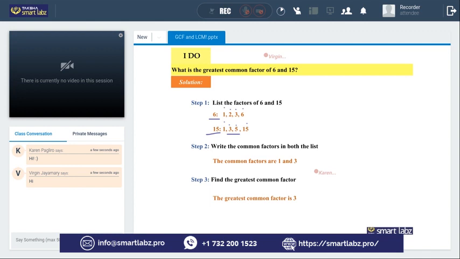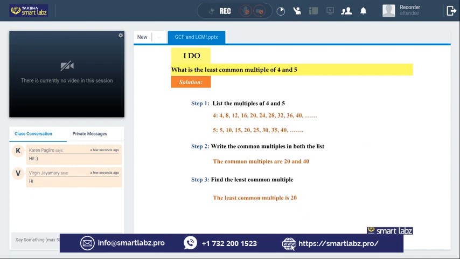Write the common factors in the list. The factors are 1 and 3. So the greatest is 3. Yes. Oh my gosh, you're amazing. You are amazing. Good job. Okay, let's go to the next one.